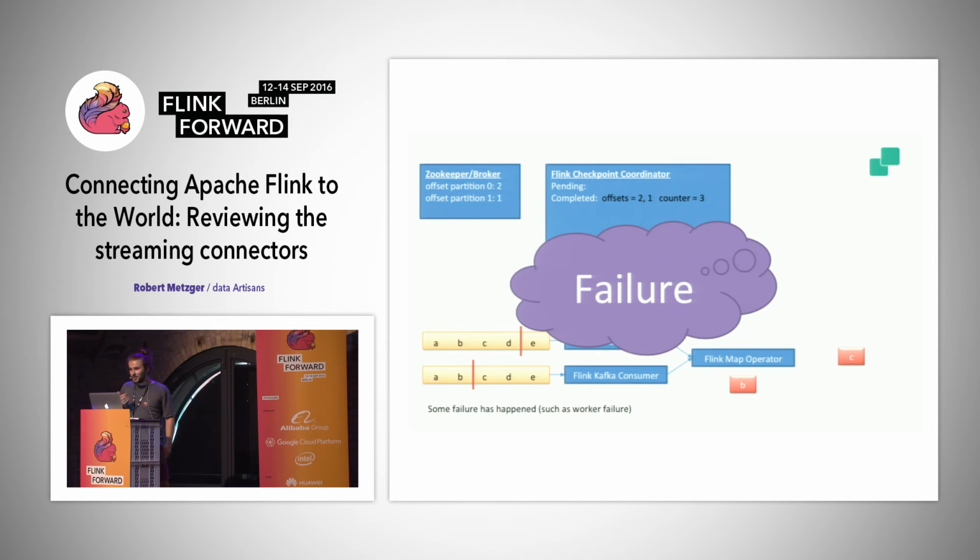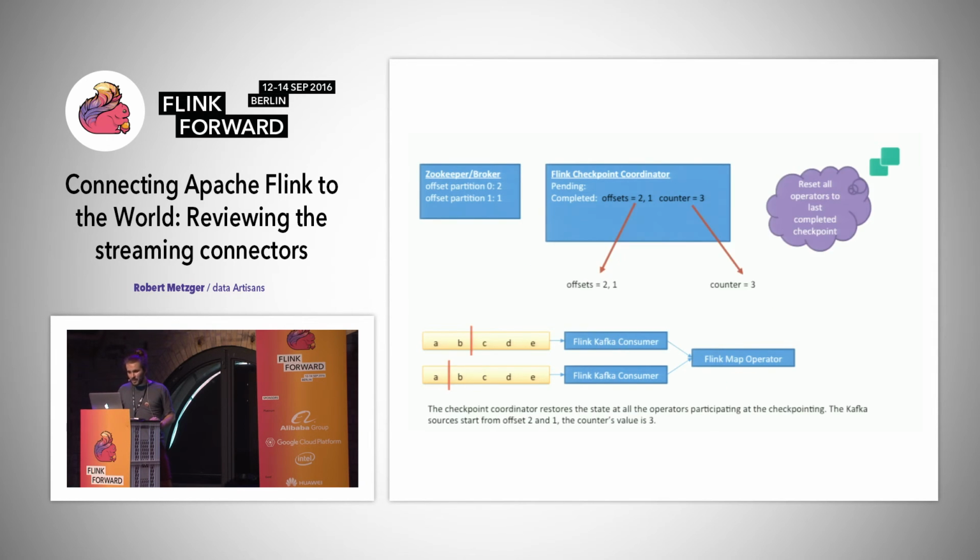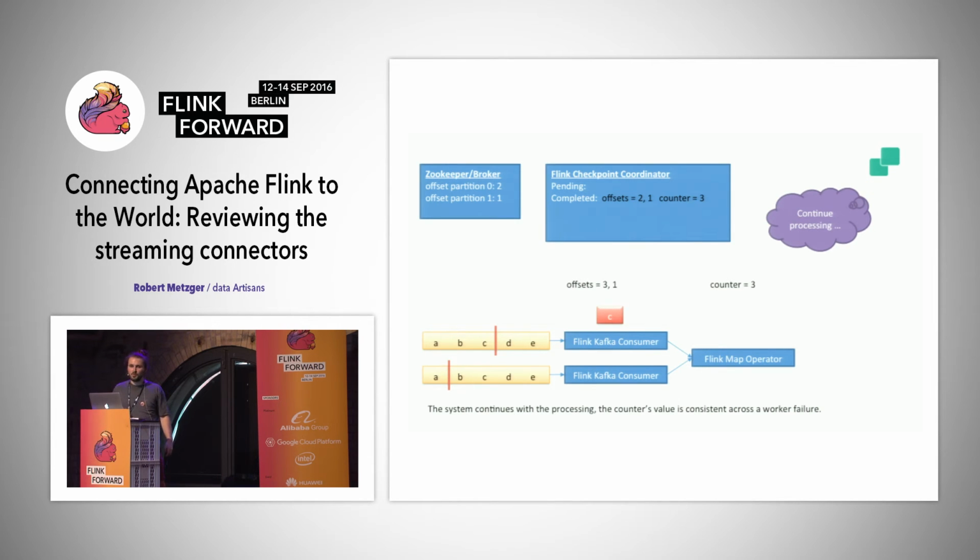So at that point, what we have to do is reset all the operators to a state that we previously checkpointed. So the state that we have was offset 2, 1, and the count of the counter was 3. So what we do is we reset back the read position, we reset back the counter, and then we can continue normal processing.